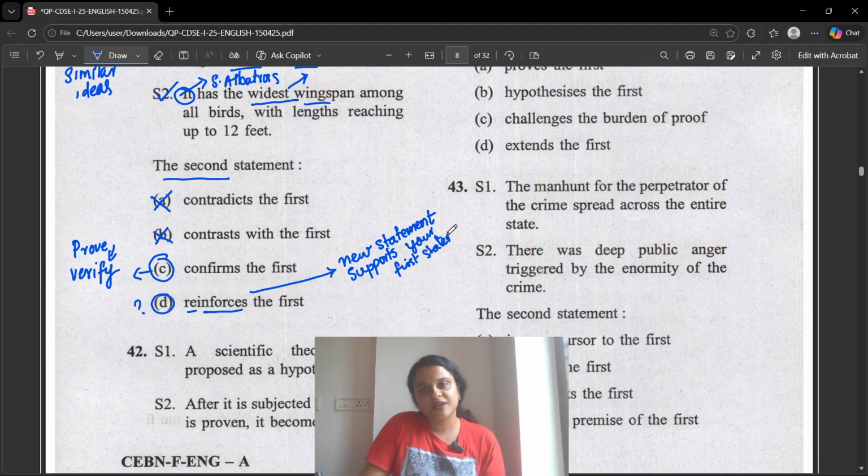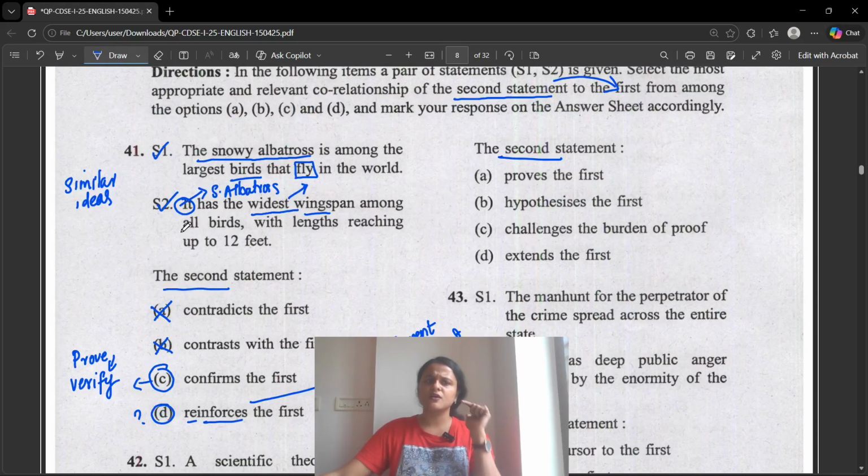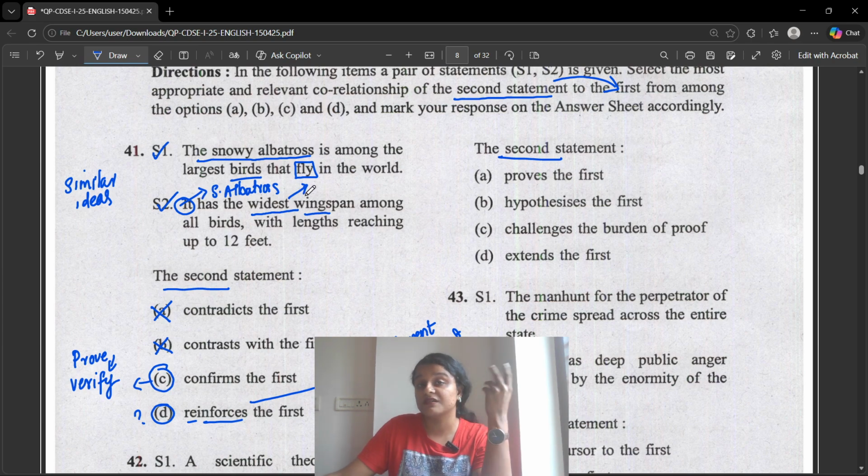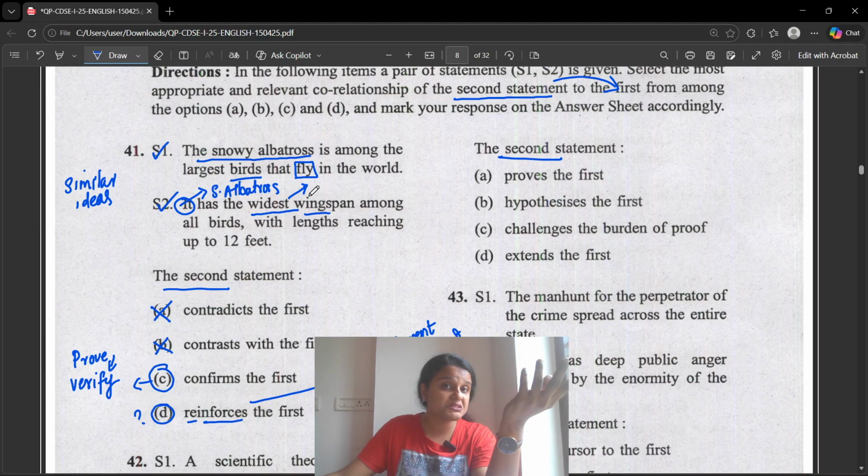Are you able to understand what I'm trying to say here? So you will come up with a new statement that supports your old statement or the first statement. Let's go back to that. Is statement 2 confirming or reinforcing? Let's look at it. The snowy albatross has the widest wingspan. Does that prove that it is one of the largest birds in the world? Not exactly. It's not a proof.